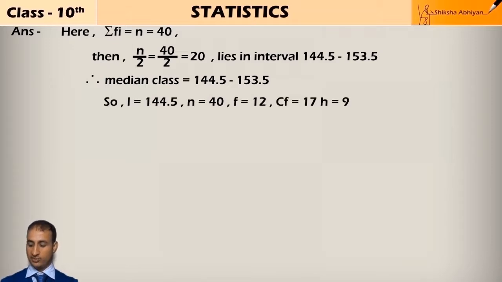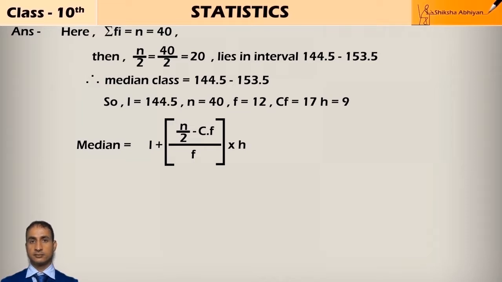So L, the lower limit of the median class, is 144.5, n is 40, f is 12. The cumulative frequency of the previous class of the median class is 17 and h, the class size, is 9. Now the formula for the median is, put all the values in this formula.